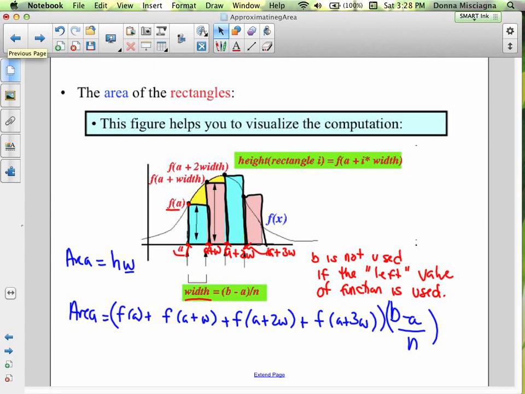Now it's just a matter of what rectangles are we using. Are we using the left-hand side? Are we using the right-hand side? Are we using the middle? And what are they?